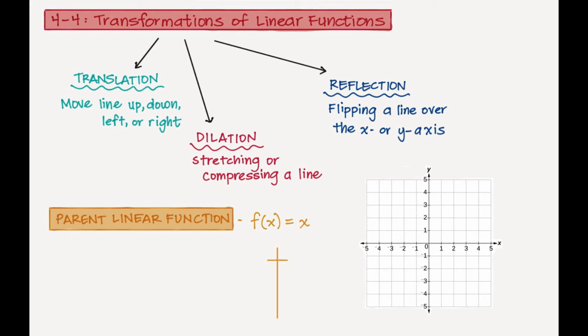But all of this is based on the parent linear function, which is f of x is equal to x. So if I was going to graph this, I can choose any points, and every single time the x value and the y value are the same. So I can plot all 5 of those points there, draw my line, and as you can see, the parent linear function goes straight through the origin with a slope of 1.